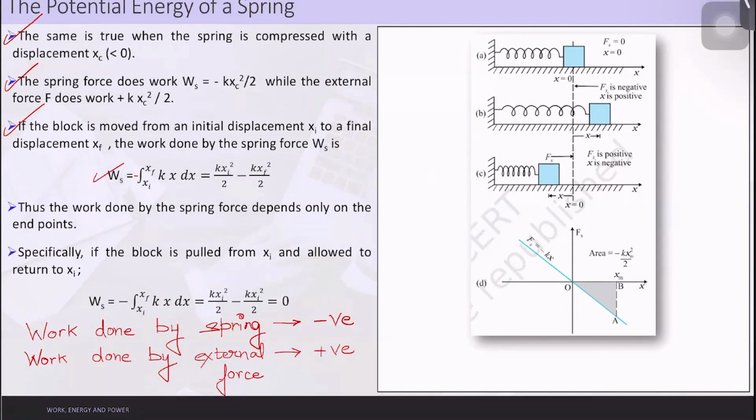So we got this thing also, that the work done by the spring force Ws when the block is being moved from an initial distance xi to a final distance xf.